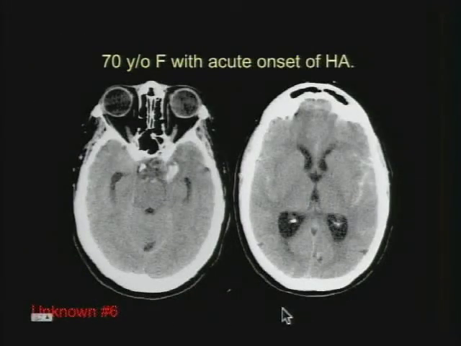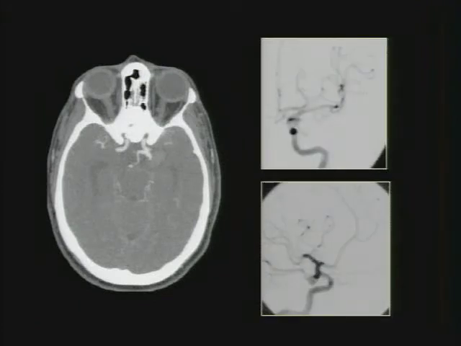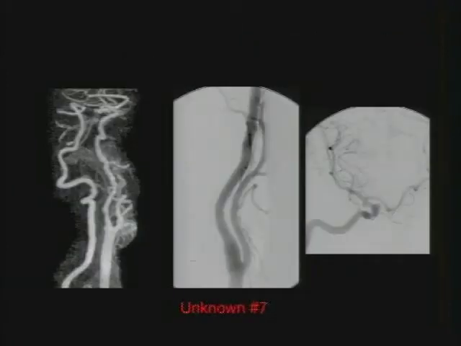So this is a 70-year-old female with acute onset of headache. So what are the key findings here, and what study do you want to do next? Here's that patient's CTA and conventional angiogram. So this is the seventh unknown case, two different patients with the same diagnosis, one patient with the MRI and the second patient with a conventional angiogram.